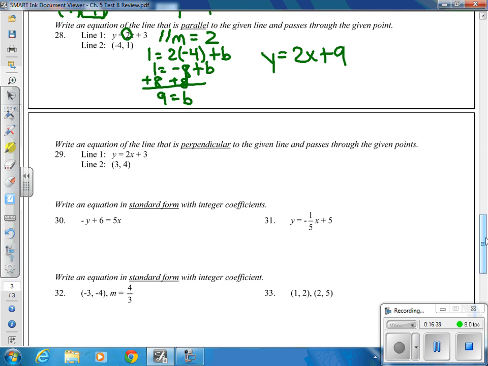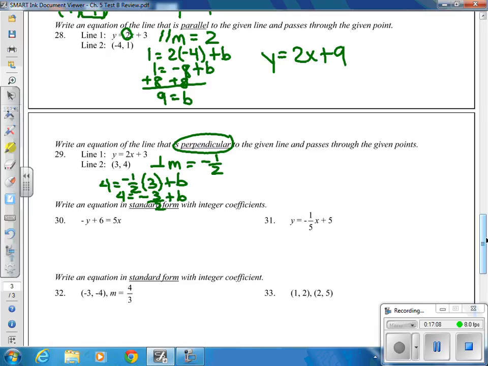29 is the same exact thing, same line, different ordered pair, but this time it's asking you for the perpendicular equation. So you've got to do a different set of thought processes. Your perpendicular slope, remember, is your opposite reciprocal. So in this case, that would be -1/2. I'm going to use that number and the ordered pair to find my b. So I've got 4 equals -1/2 times 3 plus b, right? Which gives me 4 equals -3/2 plus b.